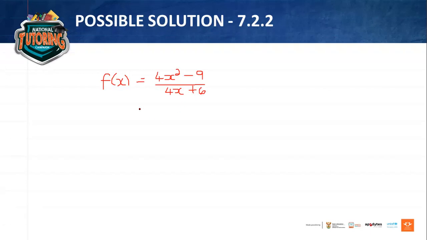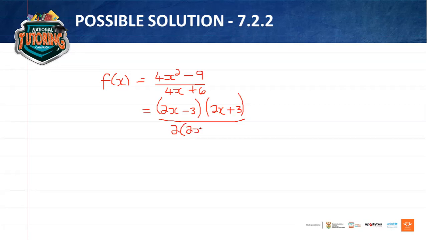If we are given something like this, before we can get the derivative, we have to factorize. This is a difference of 2 squares, so it's going to be (2x minus 3) into (2x plus 3), then everything is all over. We also factor out 2 in the denominator. The common factor is 2, then we are left with 2x plus 3. So this is what we do.